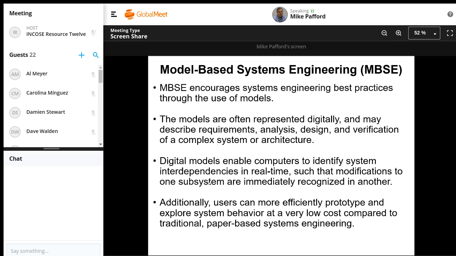We say that it encourages systems engineering best practices through the use of models versus flat files and documents and so on. The models, which we keep coming back to, modeling being descriptions and diagrams put together in a common manner in a common database. So these models are often represented digitally and may describe requirements, analysis, design, verification of a complex system or architecture. Digital models enable computers to identify system interdependencies in real time, which they appreciate that part of, as we all do, such that modifications to one part of the system are immediately recognized in another part of the system.